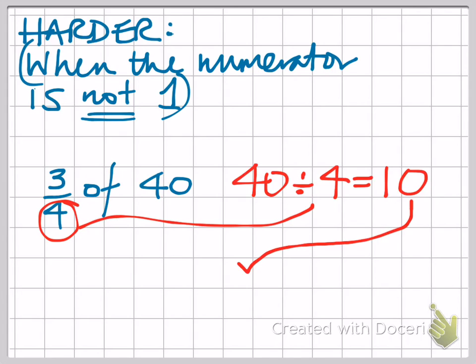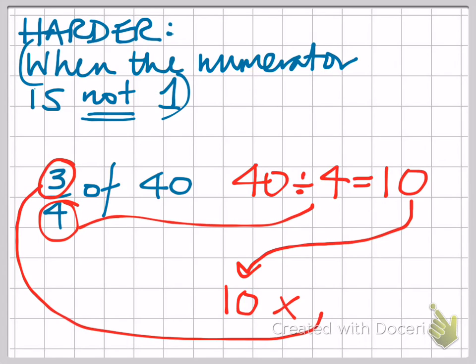Then you take that answer, let's put it back at the beginning of the sum, and you times it by the numerator, which in this example is 3. So 10 times 3 would give you 30. So the chart to remember here is slightly more complex. Divide by the bottom, then times by the top.